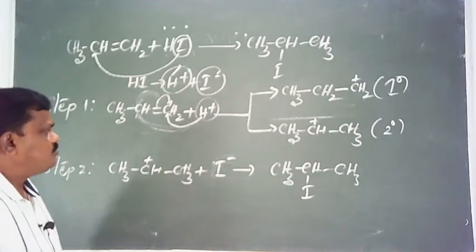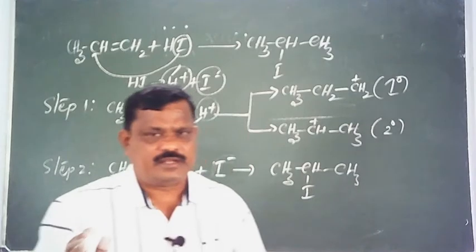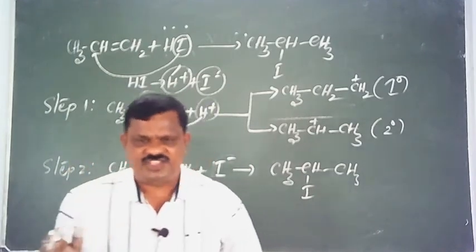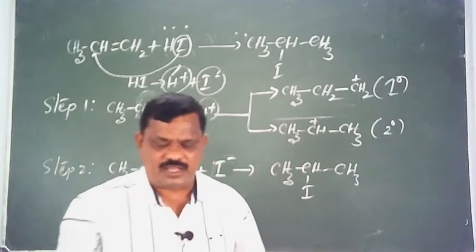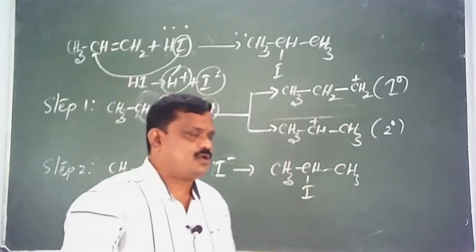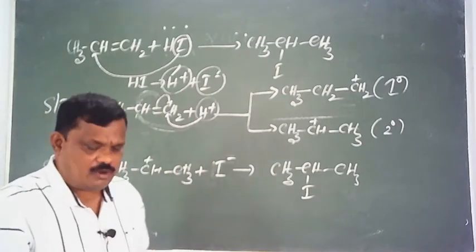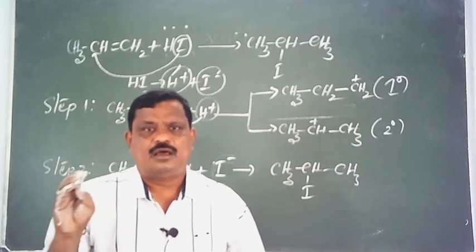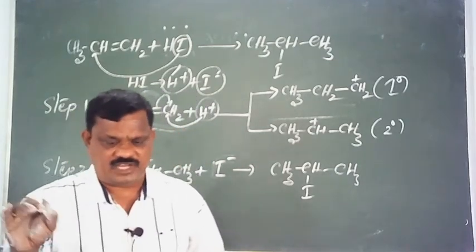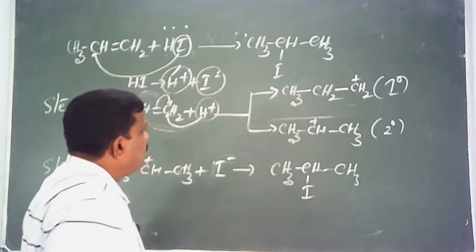Therefore, it's very clear that when an unsymmetrical reagent like HCl, HBr, HI adds to an unsymmetrical alkene, the negative part of the adding molecule always adds to the double bond carbon which contains less number of hydrogen atoms. So this statement is the Markovnikov statement.